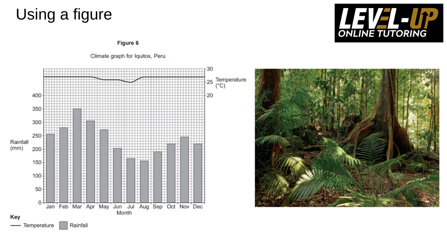Use figure 6 and your own understanding. Okay, so this is figure 6. We can see a climate graph, okay, for Peru. So that's going to be a tropical environment. We've got the rainfall bars here. We've got the temperature line here, okay? And we've got a photo.